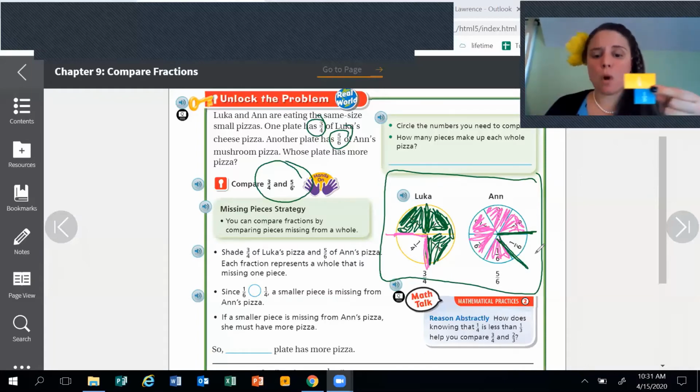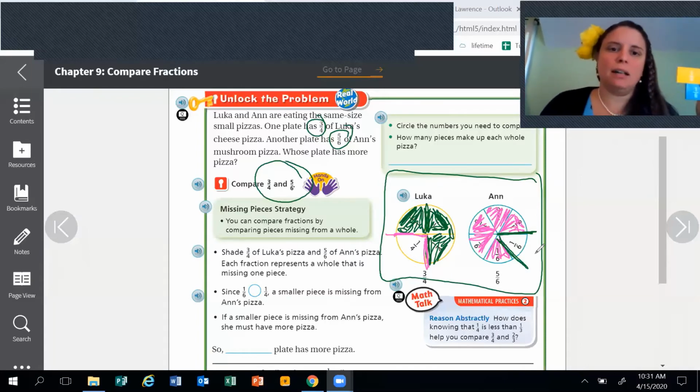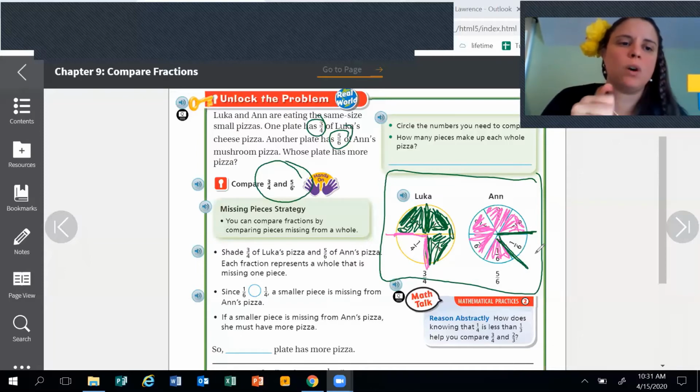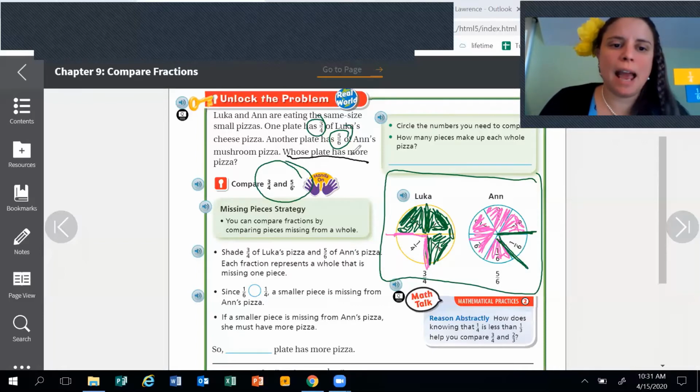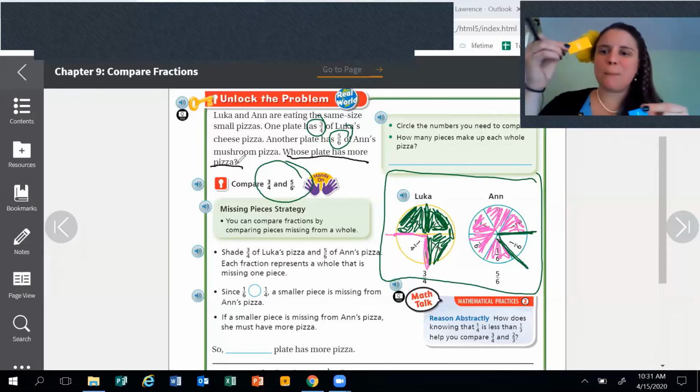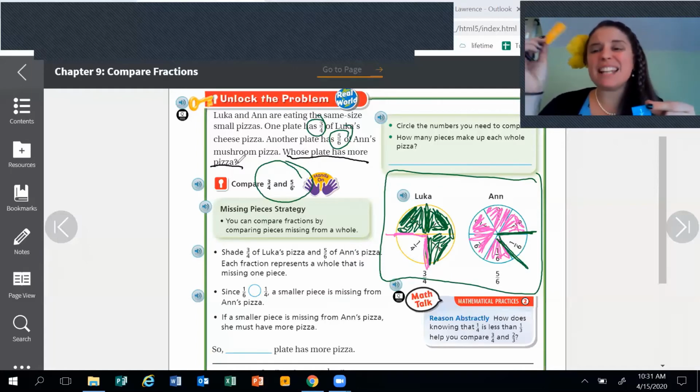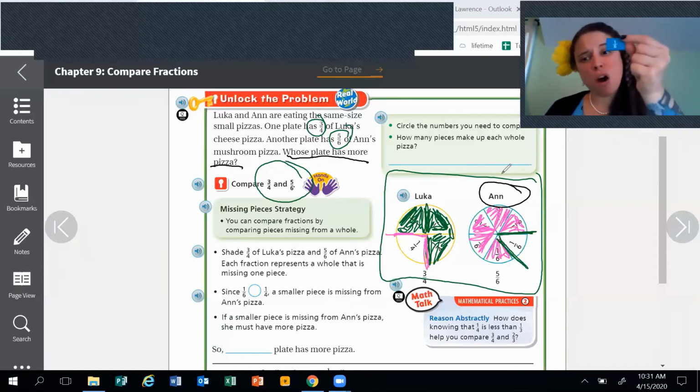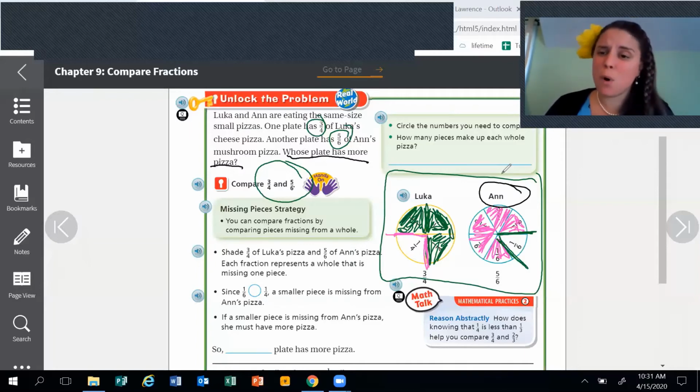Luca has eaten more of his pizza, but it's asking us not who has eaten more of their pizza, but whose plate has more pizza left. So since Luca ate the bigger piece, he has less pizza left. Anne ate a small piece, so she has more pizza left. Okay, so we know that Anne has more pizza left than Luca.